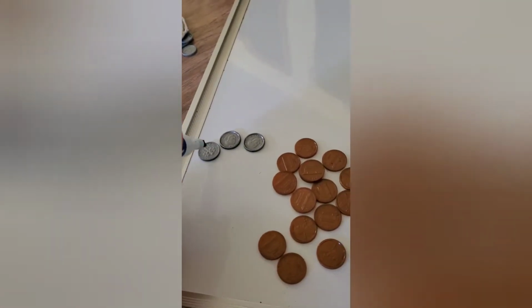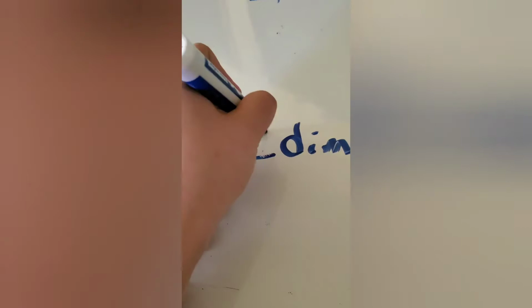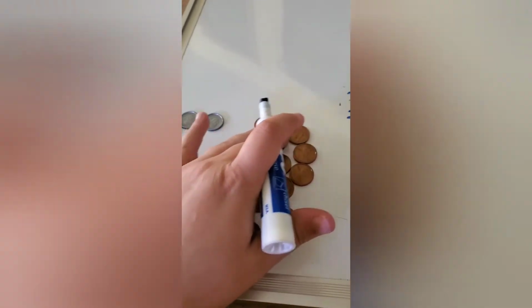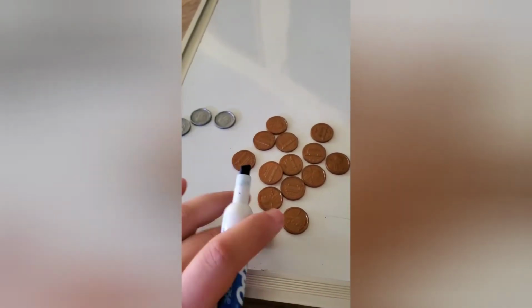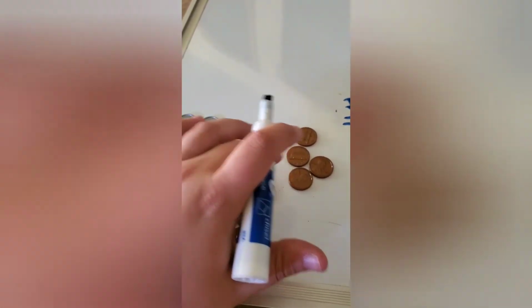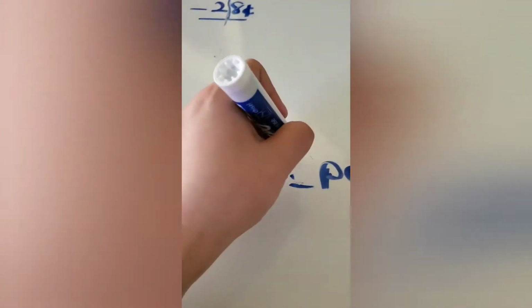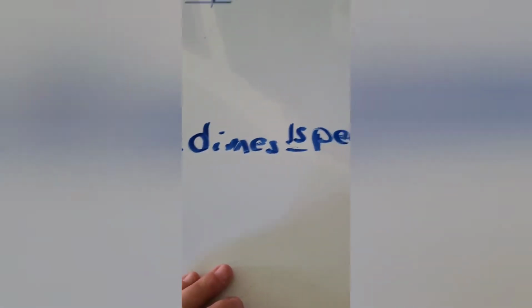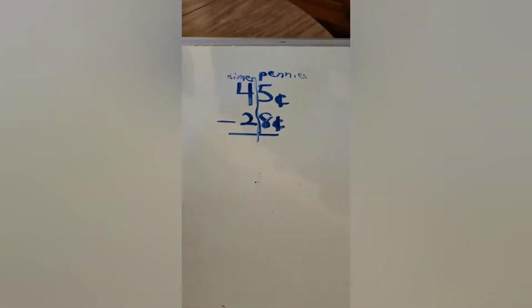How many dimes? 1, 2, 3. I have 3 dimes. And now how many pennies? Let's count them. 1, 2, 3, 4, 5, 6, 7, 8, 9, 10, 11, 12, 13, 14, 15. 15 pennies. So now we have to regroup it up here.